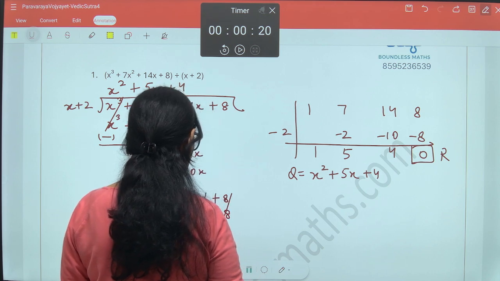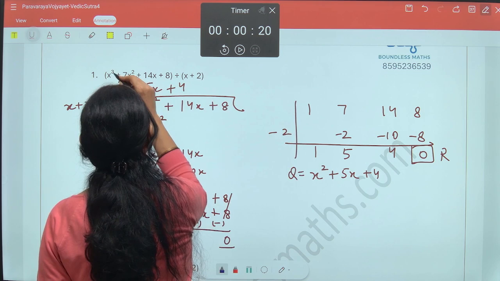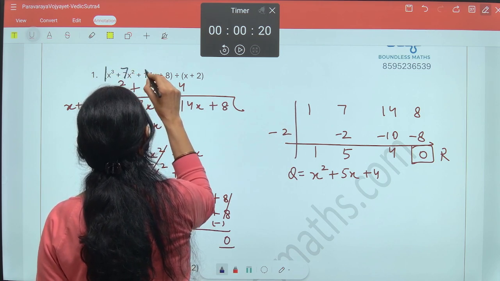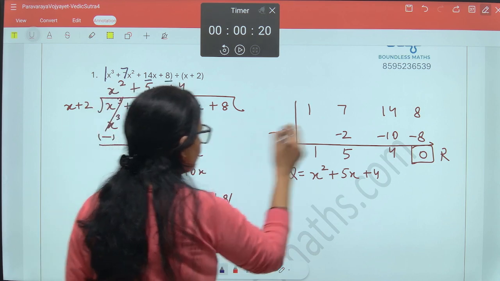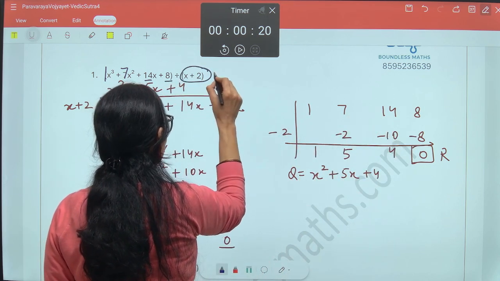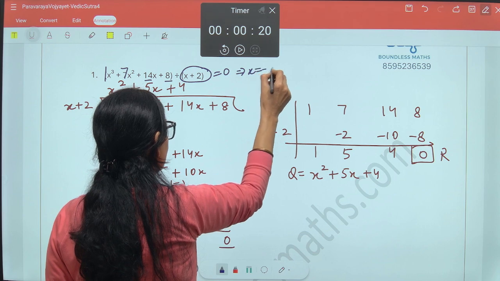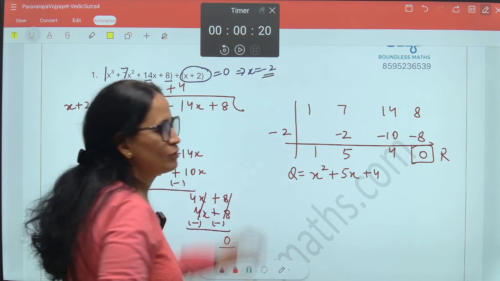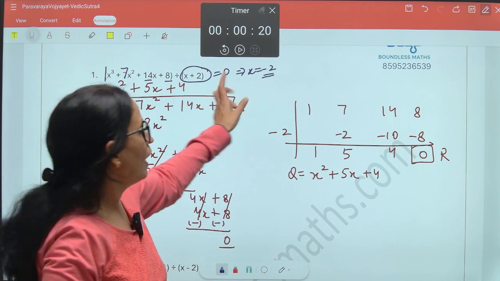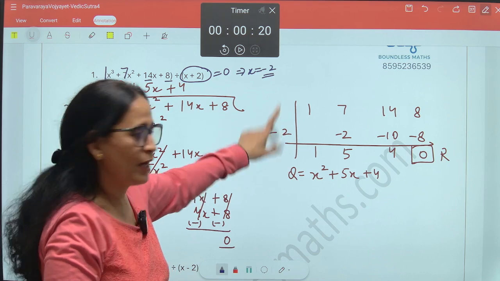So first I have written all the coefficients of all the terms in the dividend. So here it is 1, here 7, here 14 and here 8. 1, 7, 14 and 8. Now I write the roots of the divisor. If I equate this to 0, it becomes x equals minus 2. So that means I need to write my divisor only the numeric part, that too with an opposite sign. Because it is x plus 2, I have to write here minus 2.